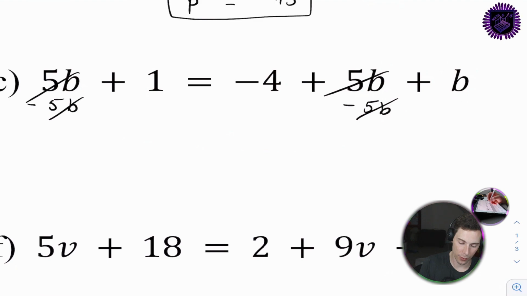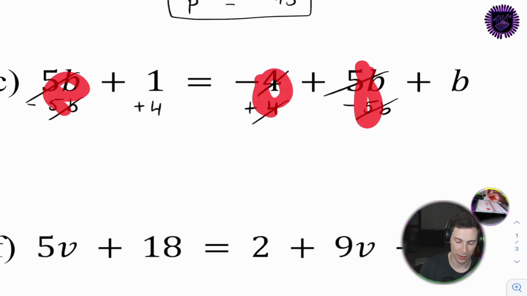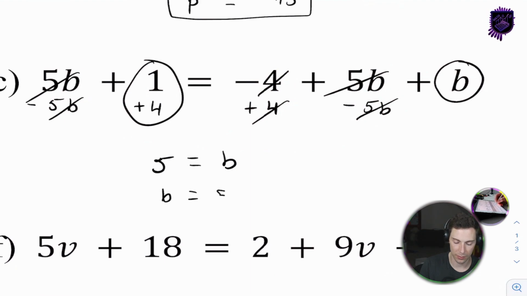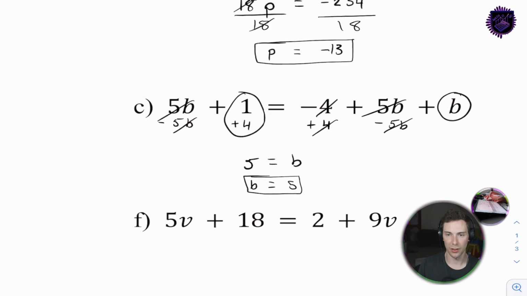then I'm going to add 4 and add 4. And then these cancel out. So cancel, cancel, cancel. And it leaves us with this and this left that aren't canceled. So 5 is equal to b, or b is equal to 5. Interesting one. Kind of did it all in one step there.